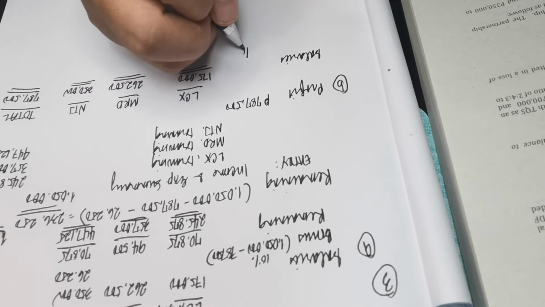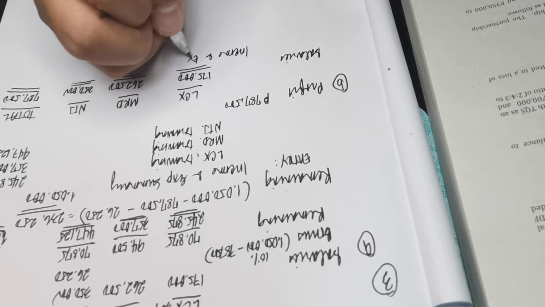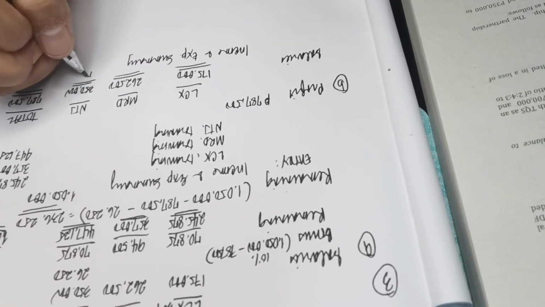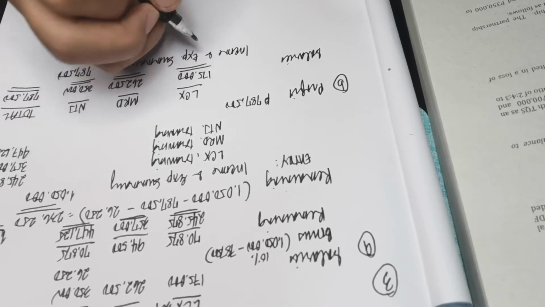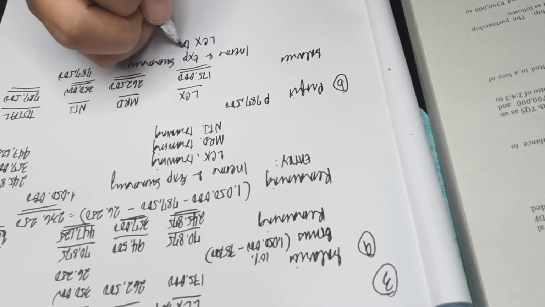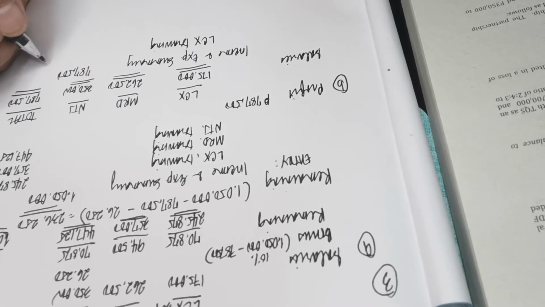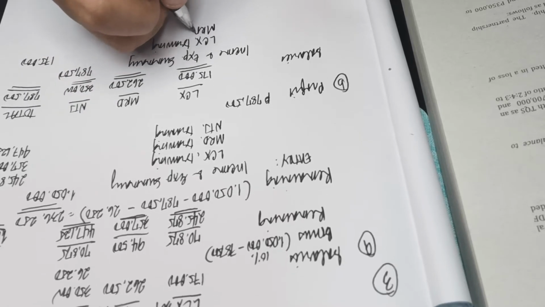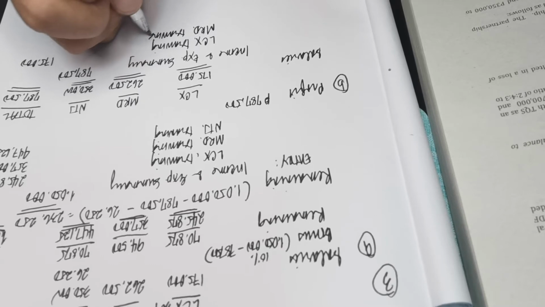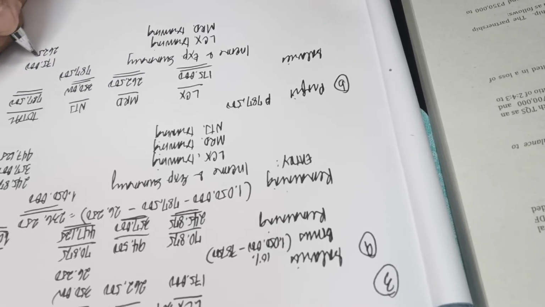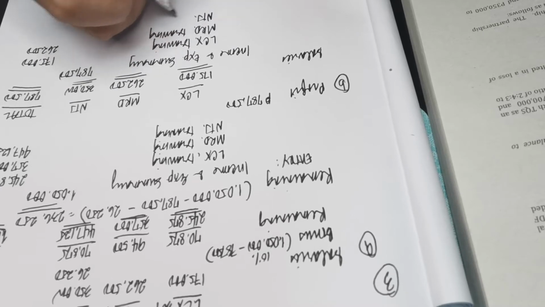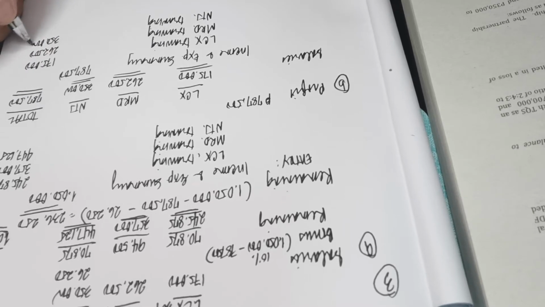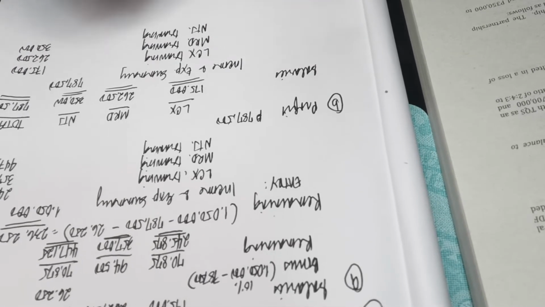So again, entry would be debit income and expense summary for how much? 787,500. Credit LCX drawing for 175,000. Credit MRD drawing for 262,500. And then NTJ drawing for 350,000. Okay, so letter C.